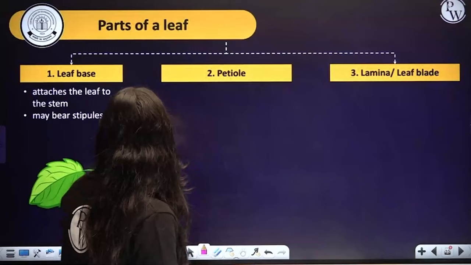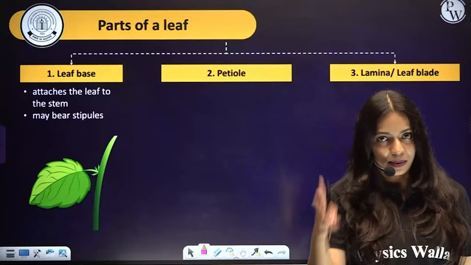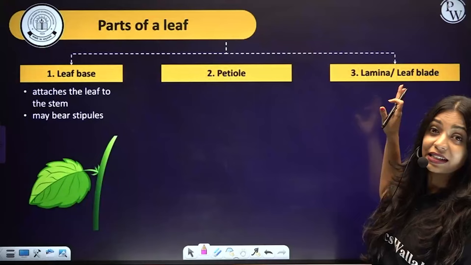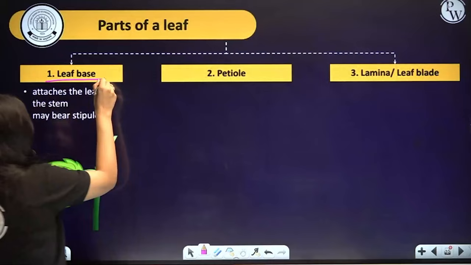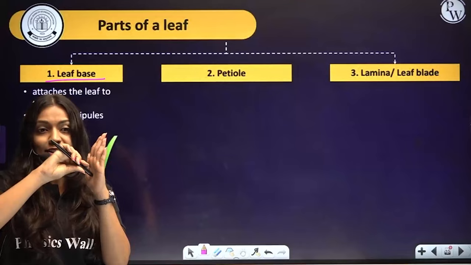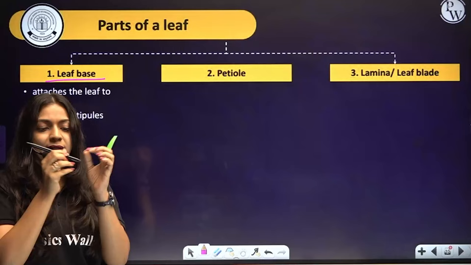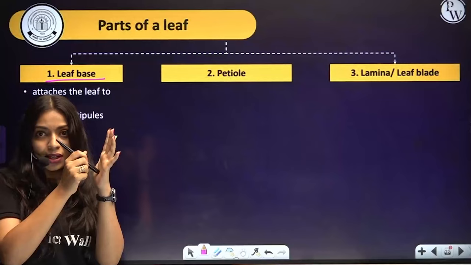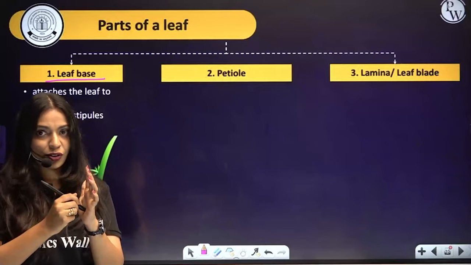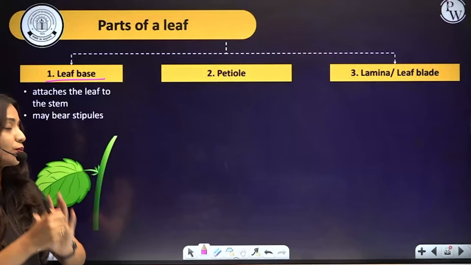Now let's talk about the different parts of a leaf. Typically in a leaf, we can observe three different parts: the leaf base, the petiole, and the lamina or the leaf blade. So what is the leaf base? Leaf base is that part of the leaf by which it attaches to the stem. If you think of this as the stem and this as the leaf stalk, this part is the leaf base. This is the part through which the leaf attaches to the stem. Basically, it is the base of the leaf by which the leaf attaches to the stem.